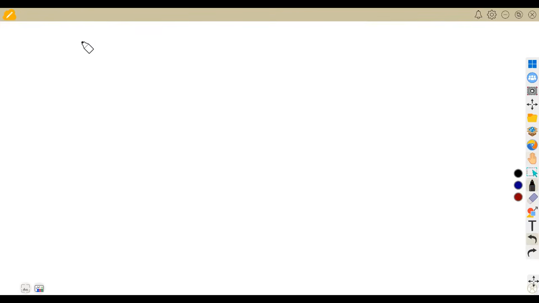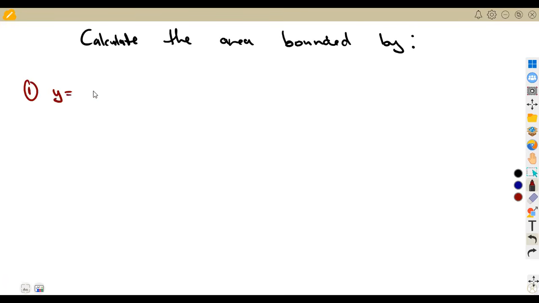In this case, we've got questions that ask us to calculate the area bounded by. All right, so we've got different curves or different graphs that you're going to focus on. The first one is the graph of y is equal to 2x plus 1. All right, following that, it is covered between the x-axis, the y-axis, and the line x is equal to 3.